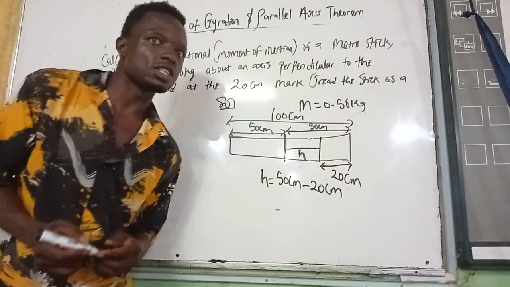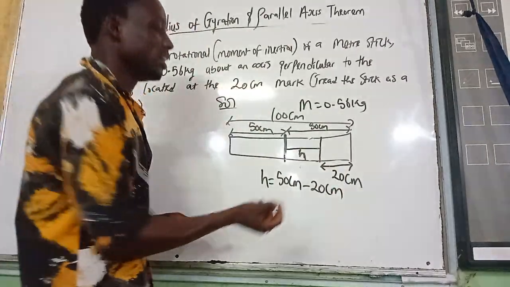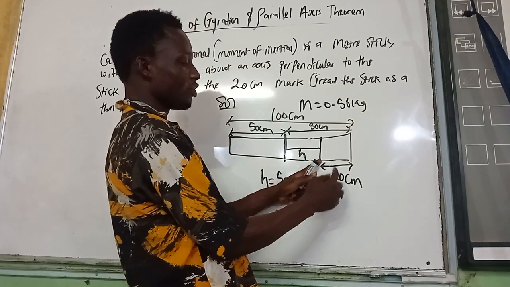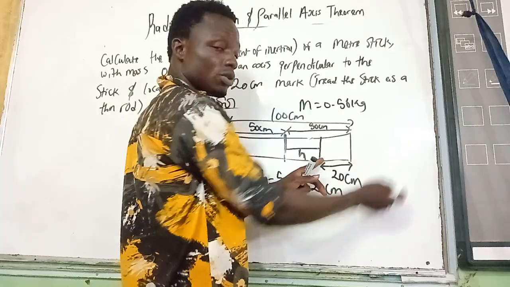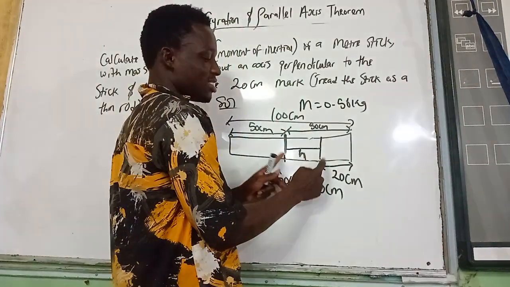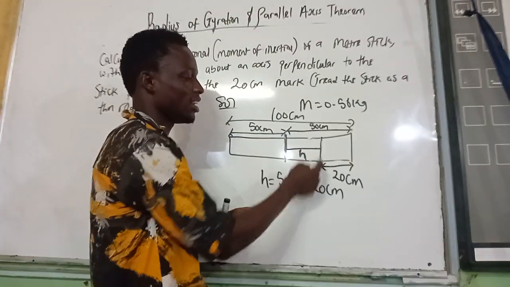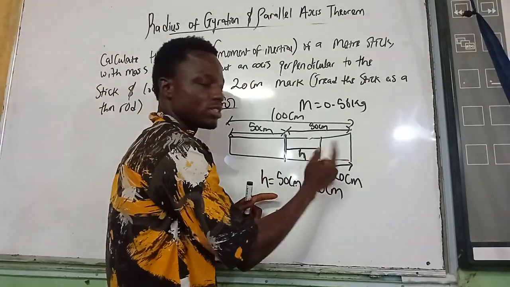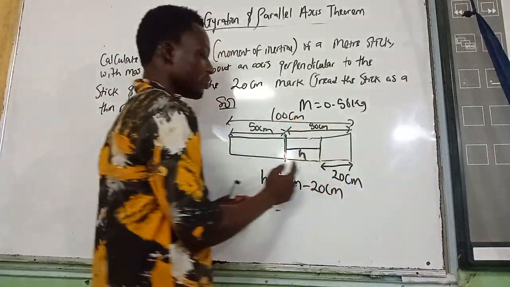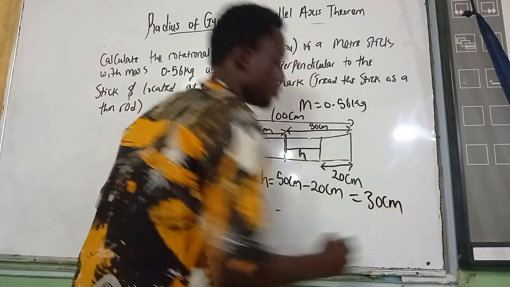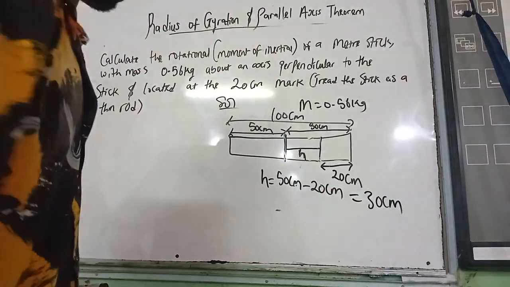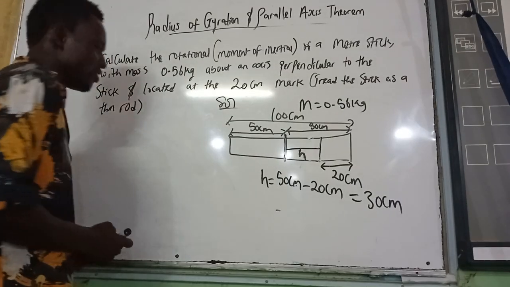Your h is not the 20 centimeter. The 20 centimeter is the position of your new axis from one end of the meter rule. So your h now is the distance between the center axis and the new axis. Since this place is 20, subtract 20 from 50, then your h is 30 centimeter. I hope this is very clear.